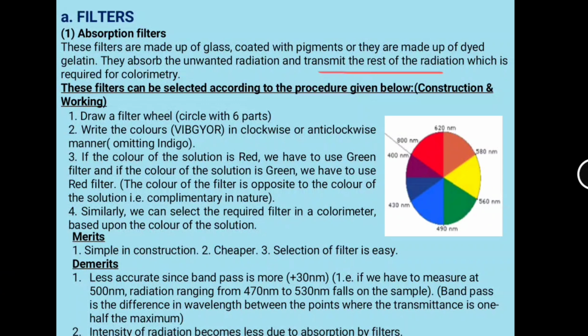What is band pass? Band pass means, if you have to measure at 500 nanometers of a sample, what will happen here? The radiation from the filters falls at a range of 470 nanometers to 530 nanometers. This is called band pass. We can define band pass as the difference in wavelength between the points where the transmittance is one half the maximum. Intensity of radiation becomes less due to absorption by filters.